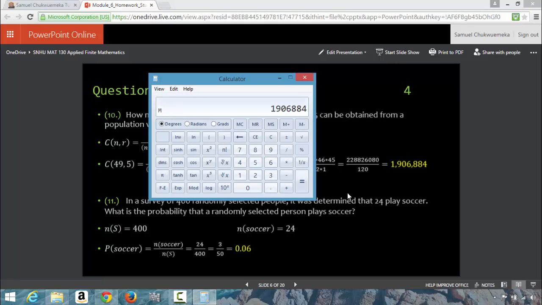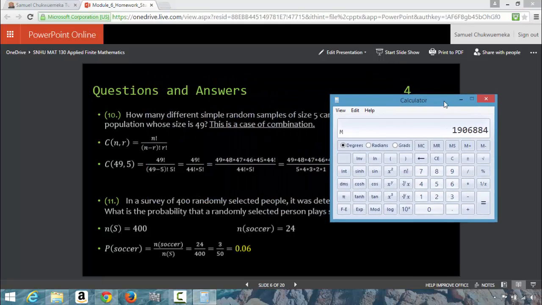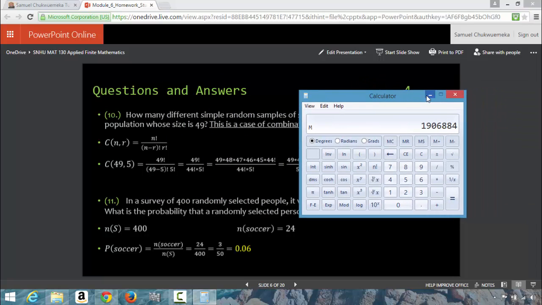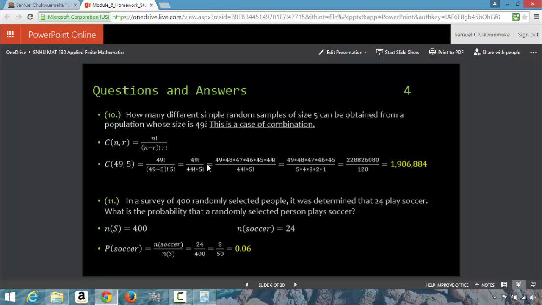Well, you could do this anyway, but assuming you were not using a calculator, you could still simplify it. And I explained this in the prerequisite videos, how you do it. So please view the prerequisite videos to know how you can simplify it.